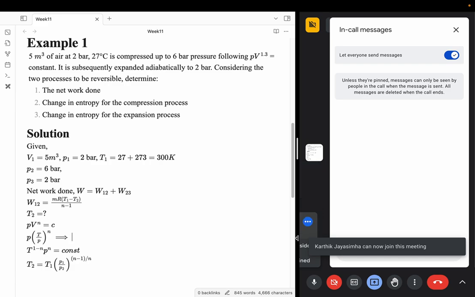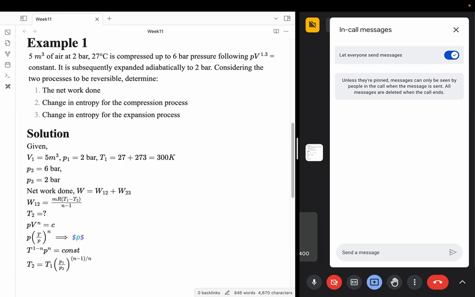Hi, good evening. Are you connected to two devices or something? There is some echo, so if you can turn off one device.